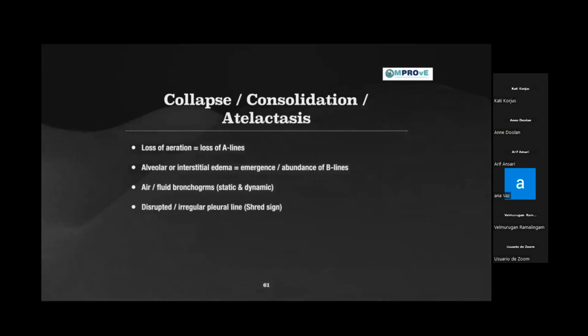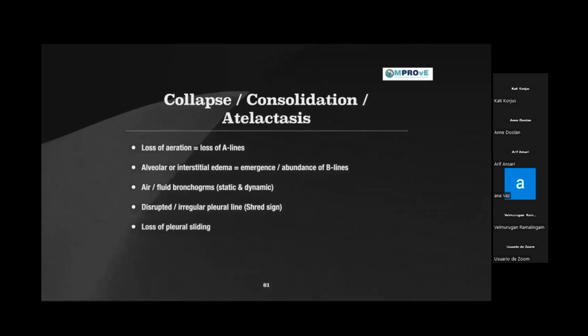There will be a disrupted or irregular pleural line, which is called the shred sign, because when we see the pleural line, we always ask the question, are we seeing the pleural line? Yes, we are seeing the pleural line. Second, is it regular, irregular? Oh, it is irregular. Now, why is your pleural line becoming irregular? Maybe you are dealing with some consolidations there, you're having some collapses there, which is giving you the shred sign. So we're going to talk about those things.